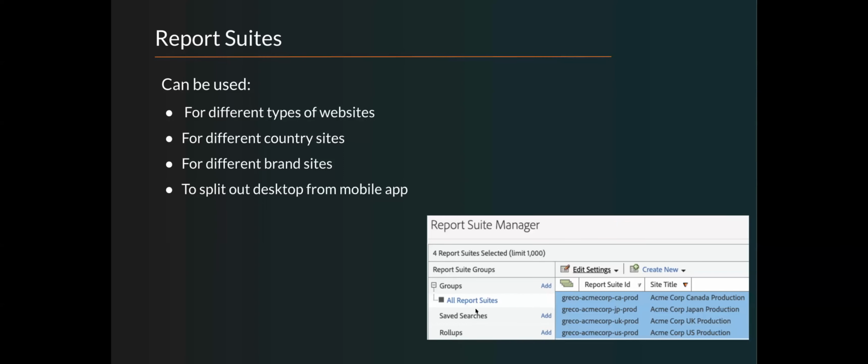maybe Bed Bath and Beyond has a company. They have Cost Plus World Market. They have Bed Bath and Beyond. They have Buy Buy Baby. So they might have a company where they have one company login, but they want to have a different report suite for every brand. And also you can use report suites to split things out. Like maybe you want to have a desktop report suite or a mobile app report suite. So there's lots of different reasons to use report suites.